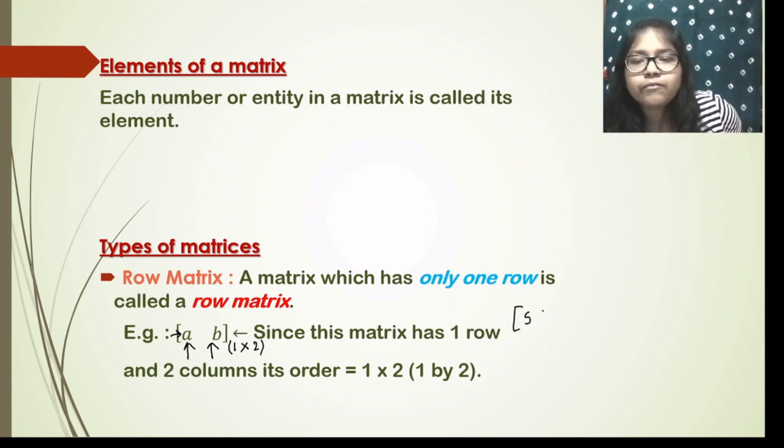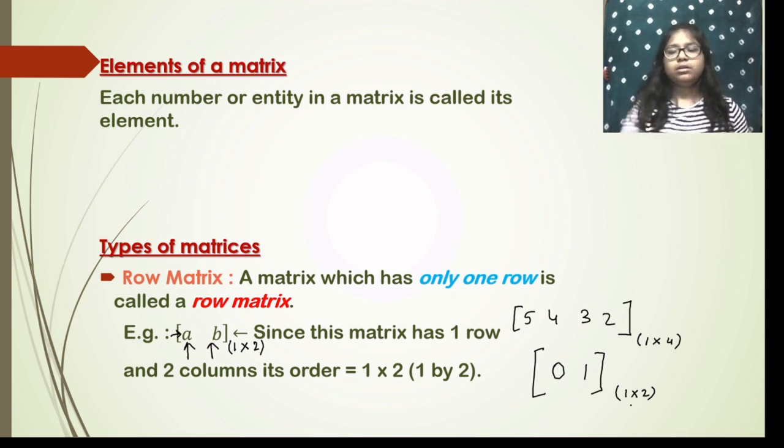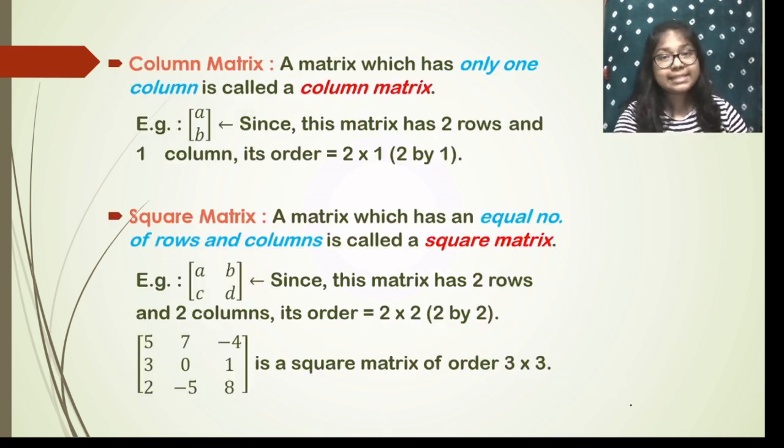Similarly, 5 4 3 2, this is also a row matrix of order: number of rows is 1, number of columns is 4. 0 1, number of rows is 1, number of columns is 2. Okay, got it. Moving to the next slide.